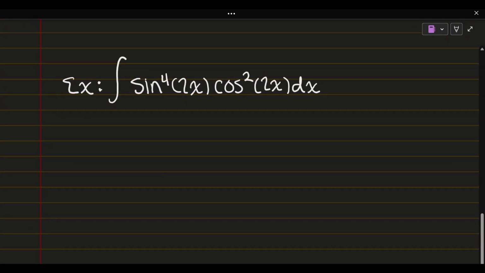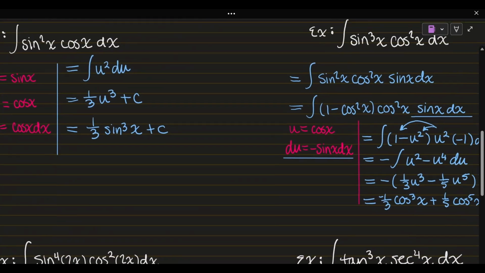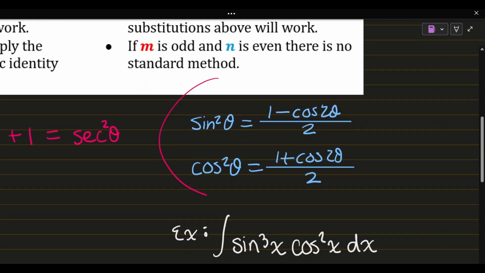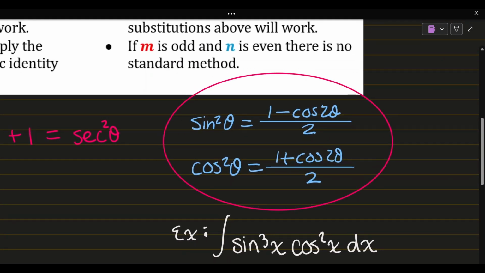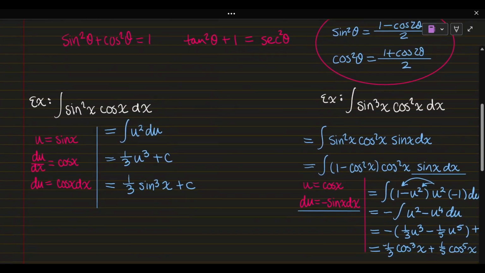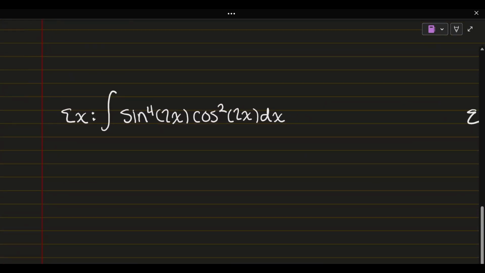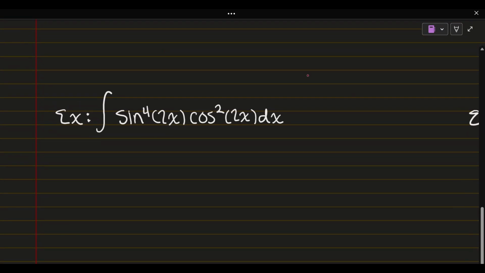Moving on, we have the integral of sine to the fourth of 2x cosine squared of 2x. Now both of my powers are even, so I need to apply some trig identities. There's not a u substitution I'm going to do here, and we're going to use these power reducing formulas. So we recall that sine squared theta equals 1 minus cosine 2 theta over 2, and cosine squared theta equals 1 plus cosine 2 theta over 2.